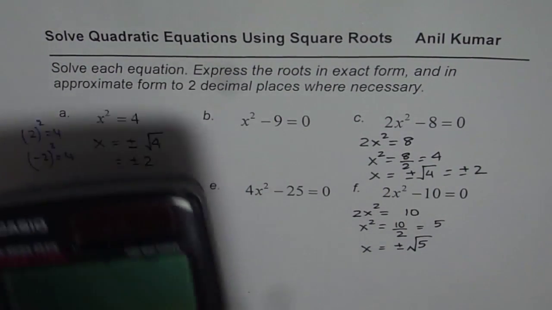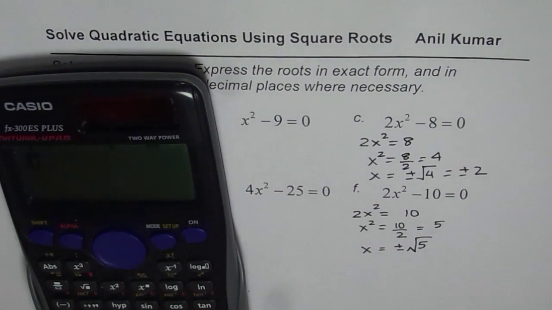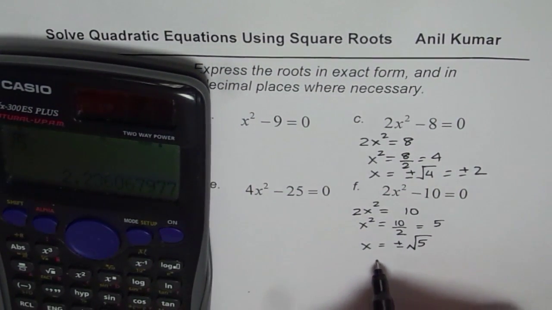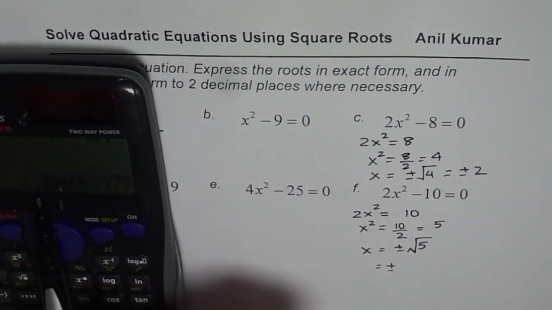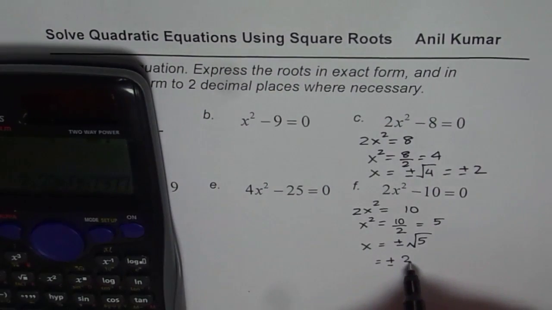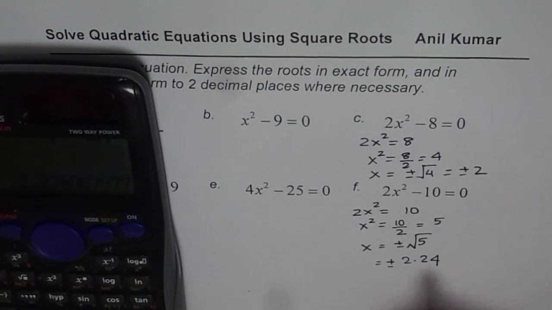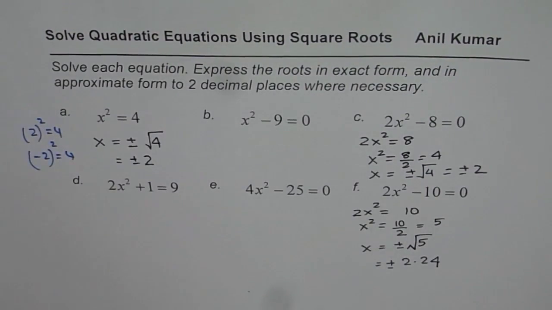The approximate solution is, use calculator, square root of 5 is equals to, in decimals, we can write this as plus minus. We need to round to two decimal places. 2.236 could be written as 2.24, right? So that becomes your solution, correct?